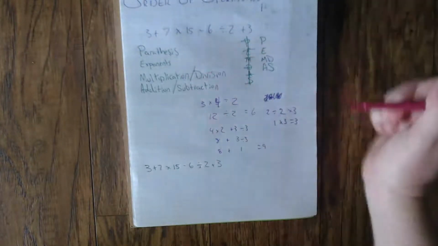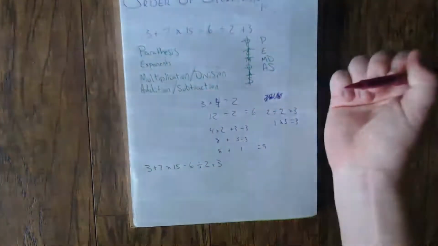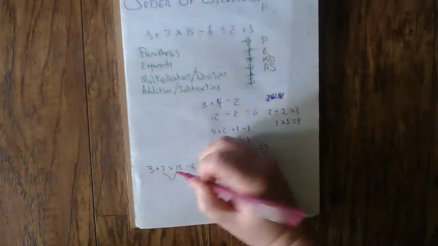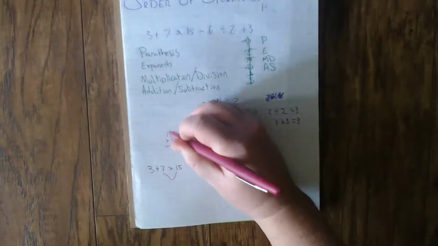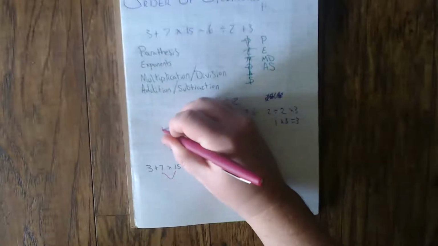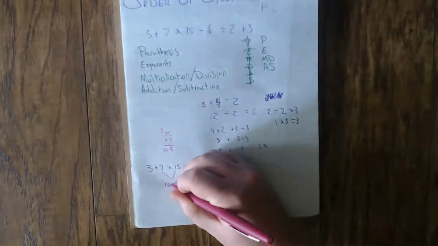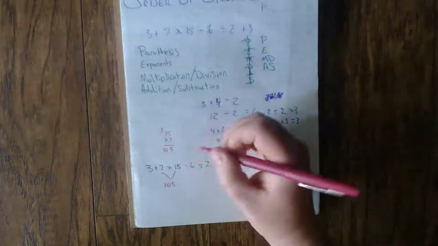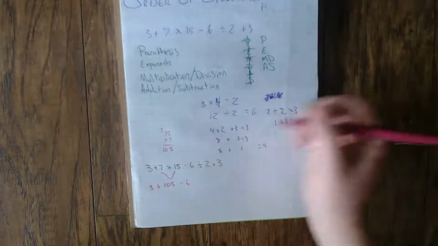Now I do multiplication, division. Okay, so I'm just going to go from left to right. 7 times 15, I don't feel like doing it off the top of my head. So 7 times 5 is 35. 7 times 1 is 7, plus 3, 105. Okay, 105. Okay, we have 3 plus, and then we have minus 6 because there's nothing there.